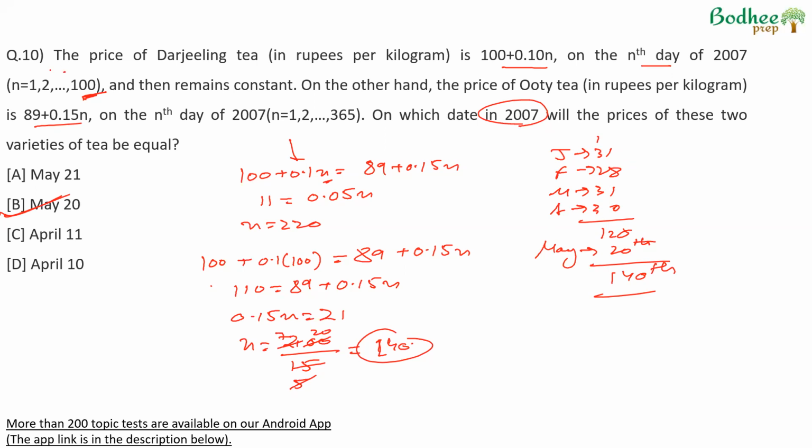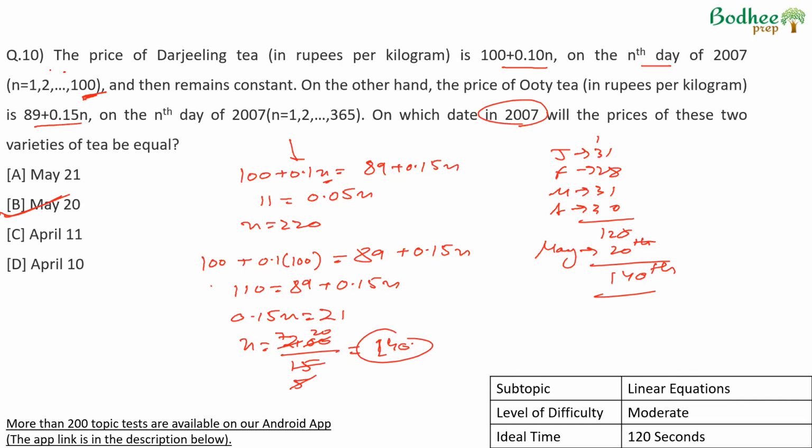I think there is always a chance of making a mistake with this N here, missing out on the 100. Also, once we get the value, reaching the number of day might be a little tricky, and therefore moderate level of difficulty, about 2 to 2.5 minutes to solve.